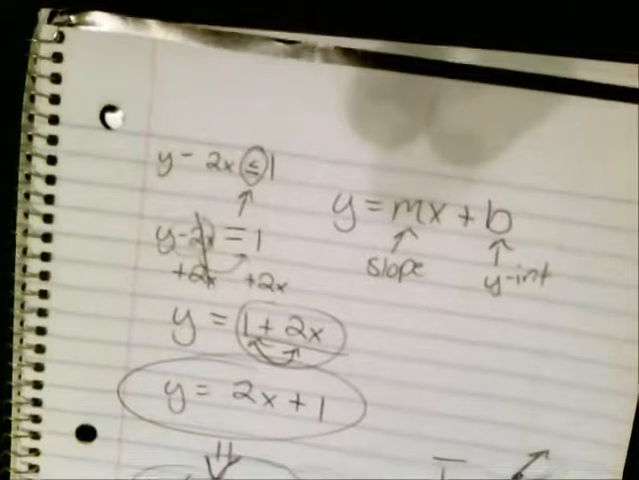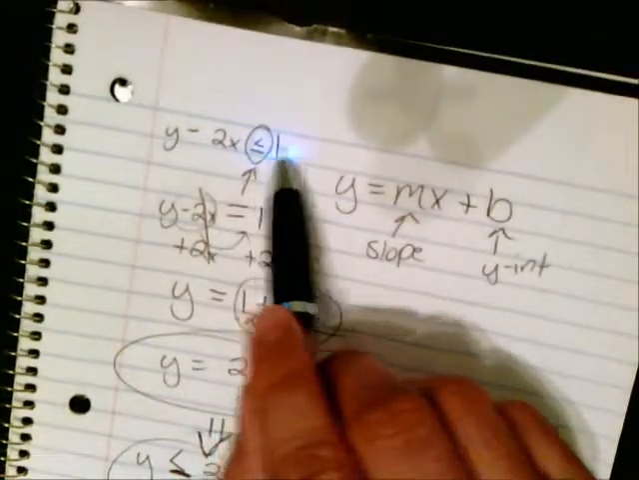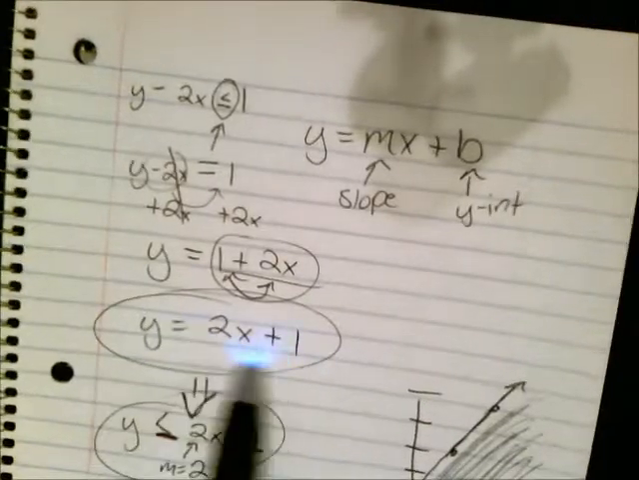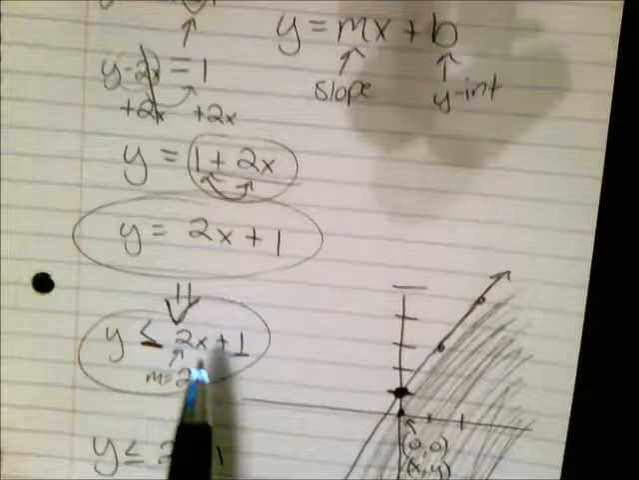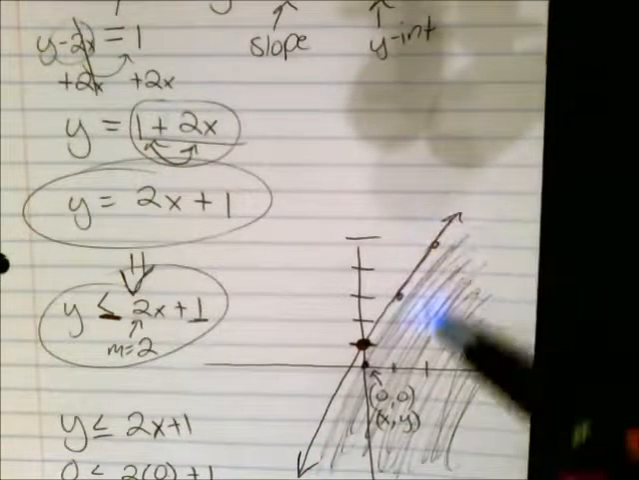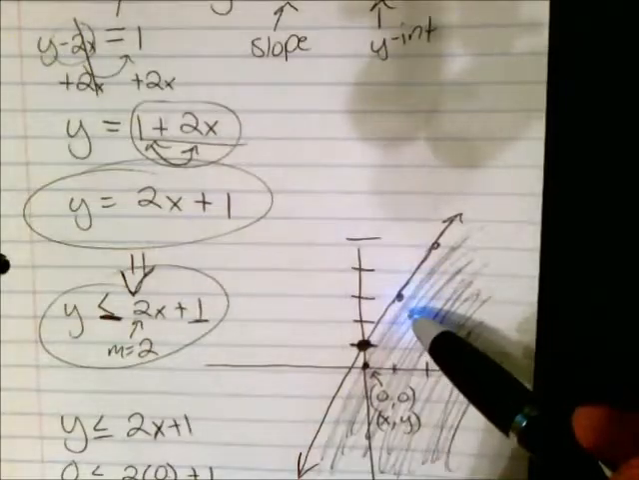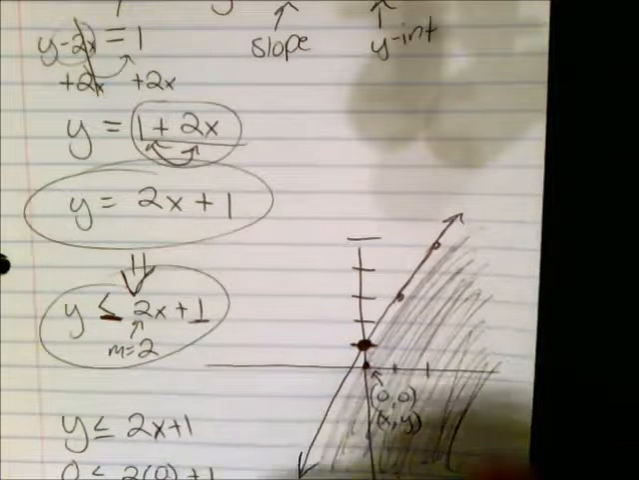So remember, again, let's go step by step. Here's your original equation. Get it in the form of y equals mx plus b. Replace your inequality sign. Now after you've done that, graph your line. All right, so we graphed a line. Pick a point. It doesn't really matter what point as long as it's not on the line. I recommend 0, 0 because those numbers are easy to deal with.